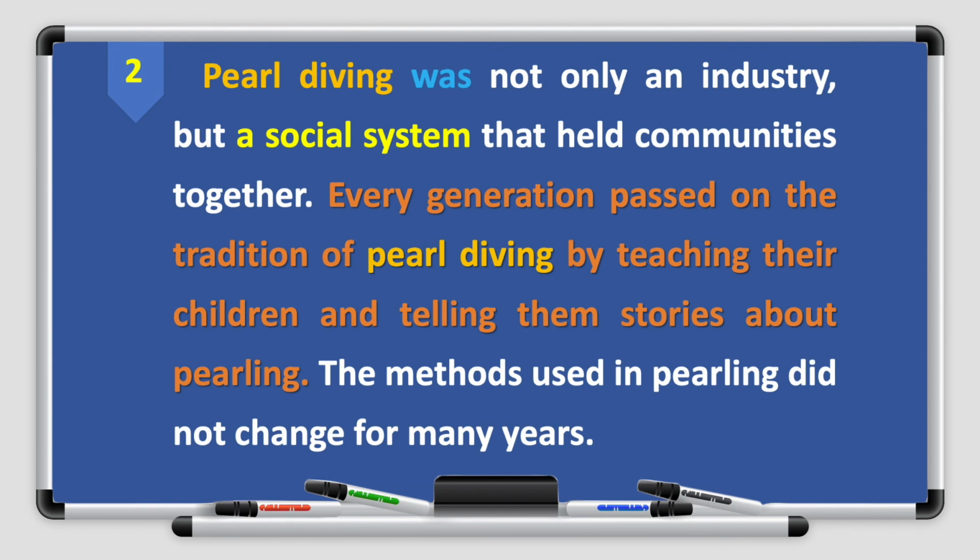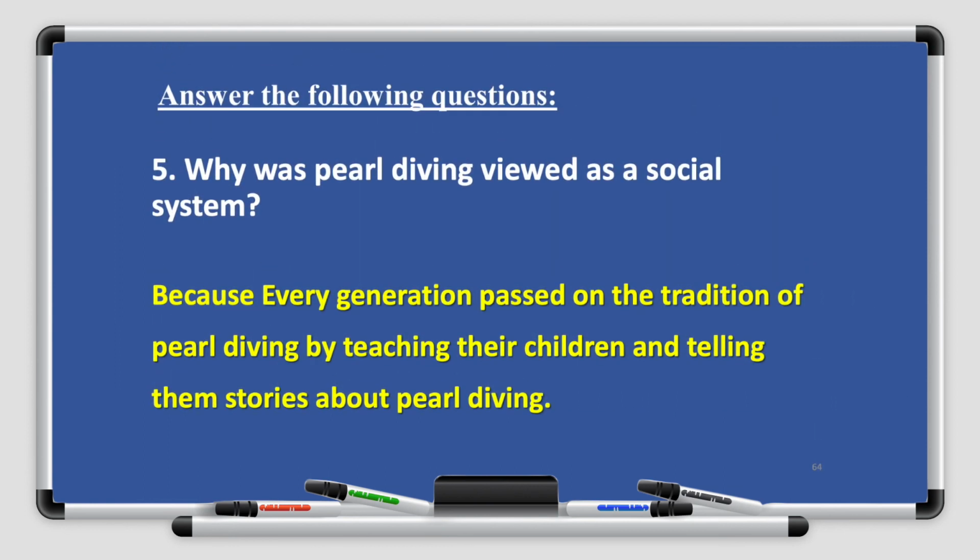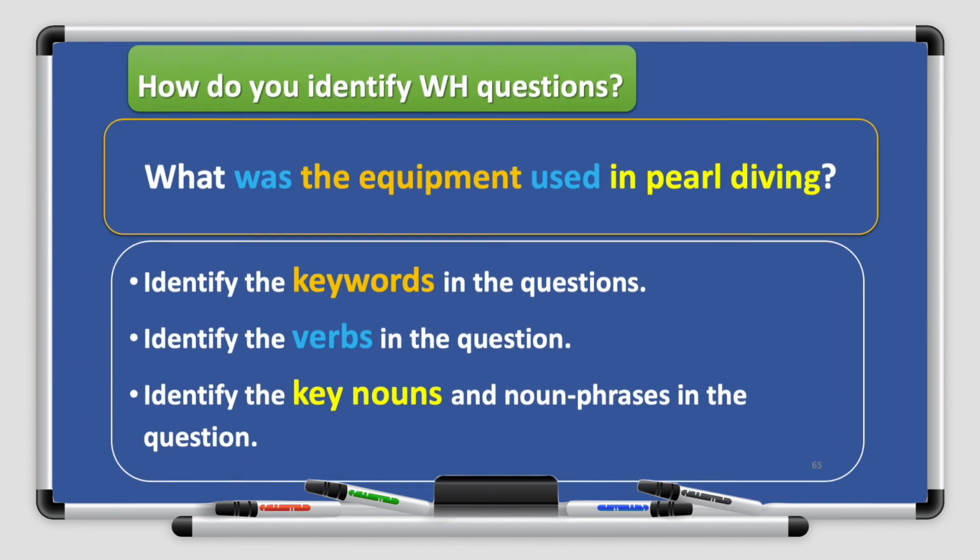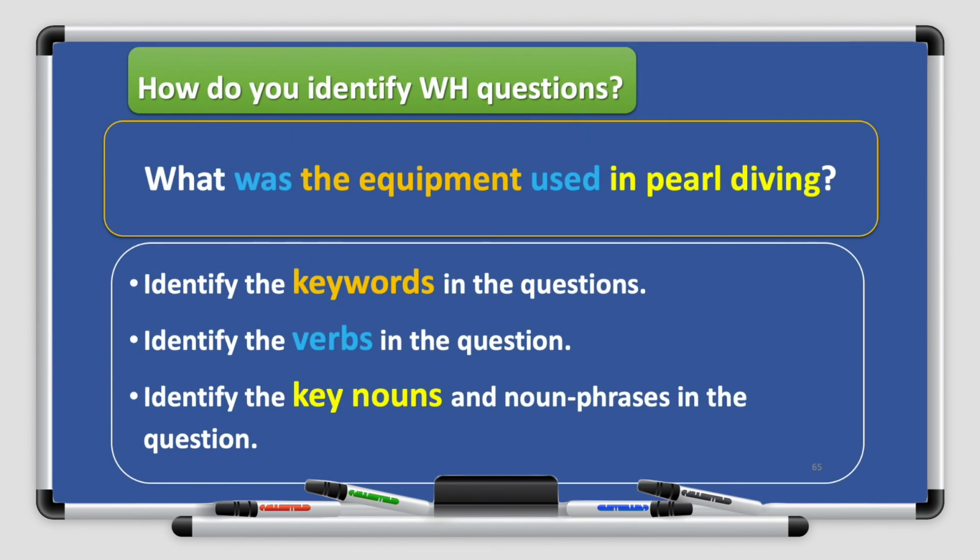So, what do you think the answer is? Because every generation passed on the tradition of pearl diving by teaching their children and telling them stories about pearl diving. Next question. What was the equipment used in pearl diving? The key word here is equipment, key verb was used, key nouns and noun phrases in pearl diving. And we can find the answer in this paragraph.